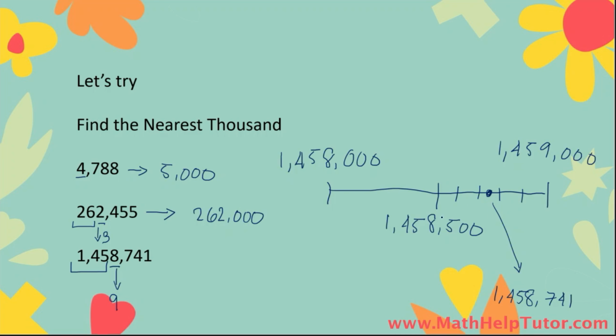So here you can see that since our number is bigger than 1,458,500, or comes after this number, we know that our number is nearer to the next thousands place than it is to its current thousands place. So the answer to finding the nearest thousands place for our number is 1,459,000.